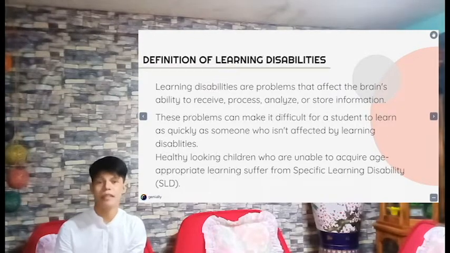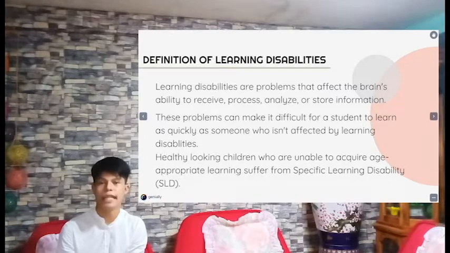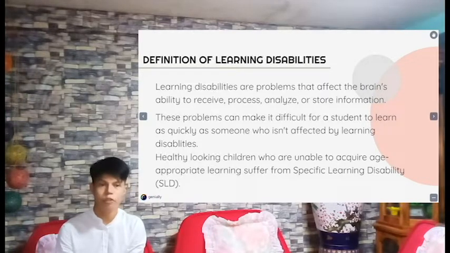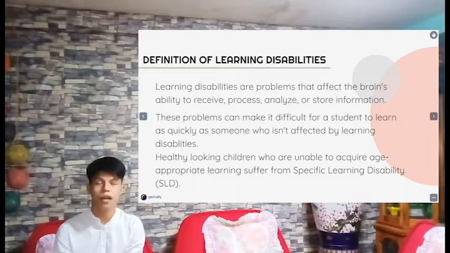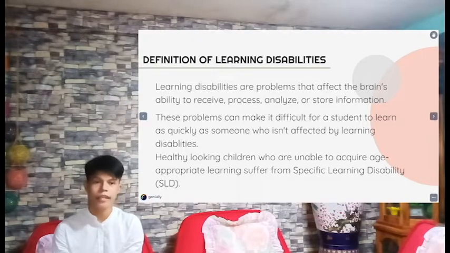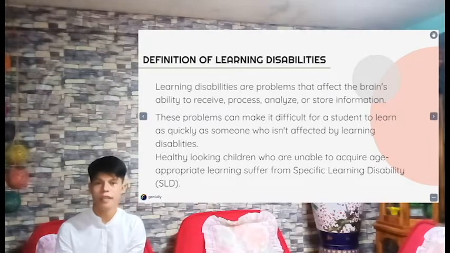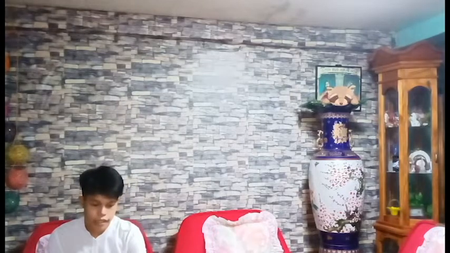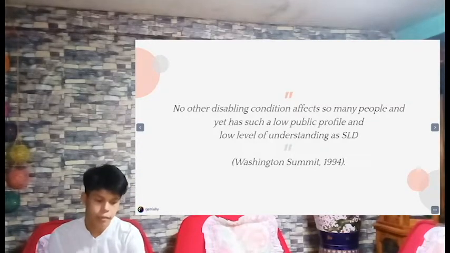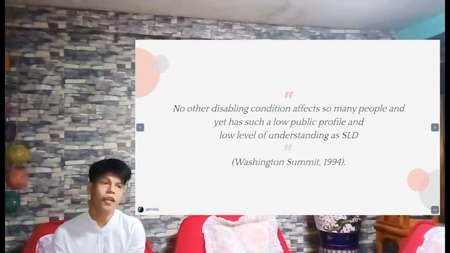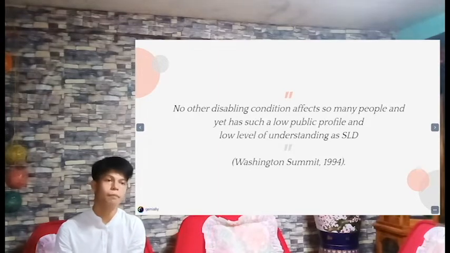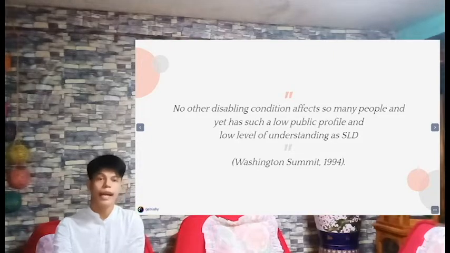So it seems that there are some children who, in spite of having intelligence of 90 or above, and with normal visual or physical abilities, are unable to acquire one or more age-appropriate learning. These children have the specific learning disability. According to the Washington Summit in 1994, no other disabling condition affects so many people and yet has such a low public profile and low level of understanding as SLD.